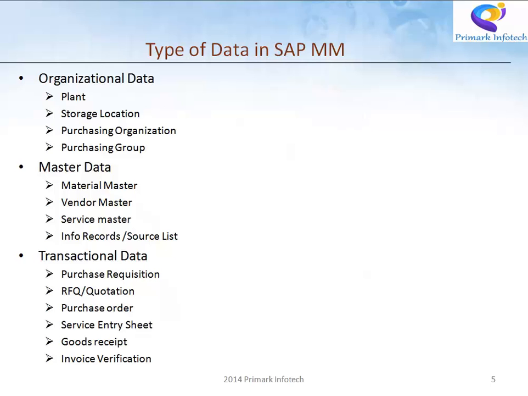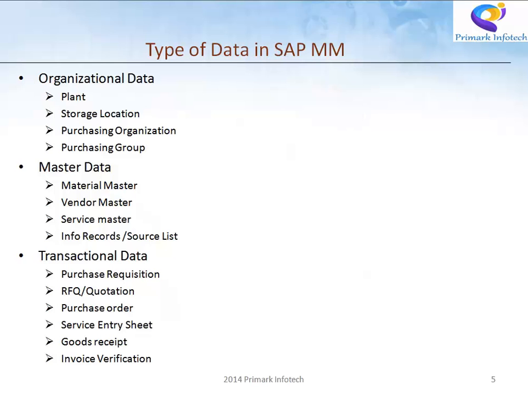The info records are a combination of material, vendor, purchase organization and plant. What is the information which could be stored? And then the source list. The source list is very important because it is where the information is kept about the material, the plant and all the vendors against that plant, against that material.